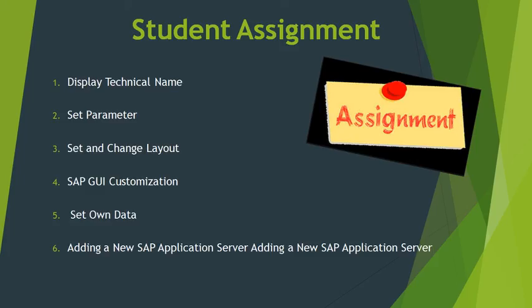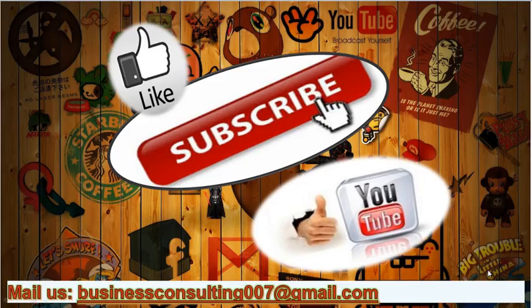So this is the assignment. You can go into the system and perform this assignment. The first one is how you can display the technical name, how you can set the parameter, how you can change the layout, how you can do your GUI customization, how you can set your own data, and how you can add the application server. So this was all about SAP GUI and navigation.